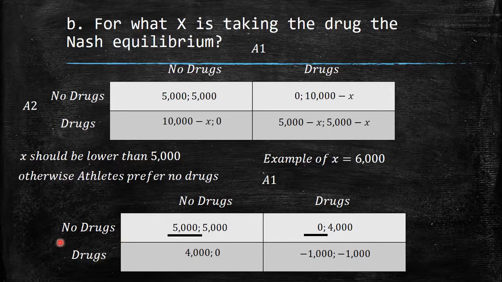So then you will have now a dominant strategy, no drugs, and the other one exactly the same. When athlete 2 chooses no drugs, should be better for A1, 4,000 or 5,000? 5,000. And then for the other one, should be better 0 or minus 1,000? Should be better 0. So in this case, they prefer no drugs. So for this reason, x cannot be higher than 5,000, should be actually strictly lower than 5,000. This should be the solution.